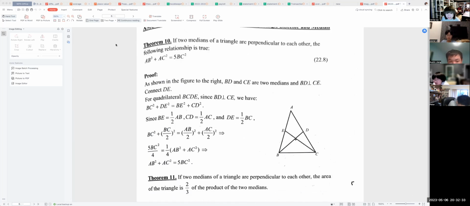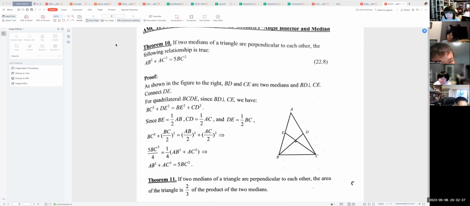Okay. Theorem 10. If two medians of the triangle are perpendicular to each other, the following relationship is true. 这个题目在很多很多 AMC test 里面我都看到过很多次。有些小朋友说，为什么他很快就做出来了？因为他把公式都背下来了，知道吧？有很多小朋友公式没背下来，那你就要去证明，要弄好长时间，没有必要的。只要 AD 等于 CD，AE 等于 BE，所以说 CE and BD are medians and perpendicular to each other, so you can do AB squared plus AC squared equals 5 times BC squared. Okay, directly just use it.